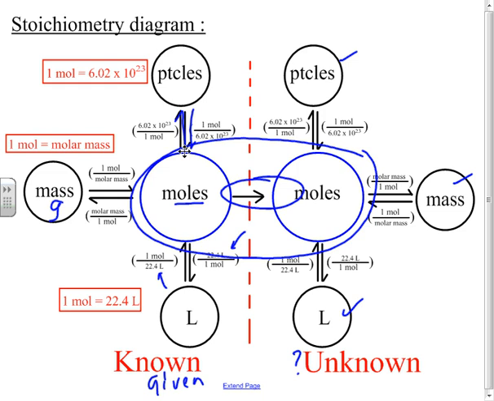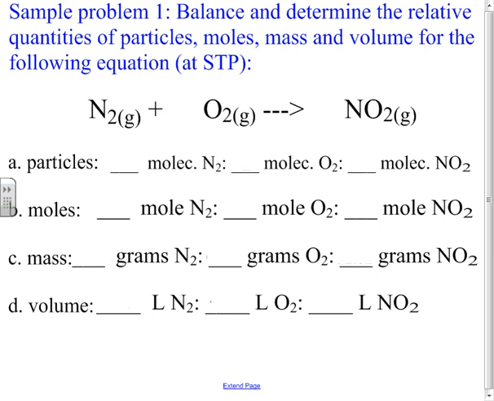So again, moles to particles, Avogadro's number. Moles to mass, we use the molar mass. Moles to liters, we use 22.4. The new step again, moles to moles, we use the number from the balanced chemical reaction. Here is a very simple stoichiometric problem. We want to balance and determine the relative quantities of particles, moles, mass, and volume for this equation.